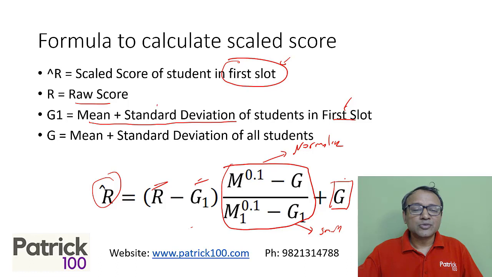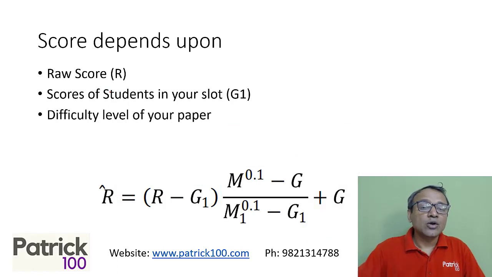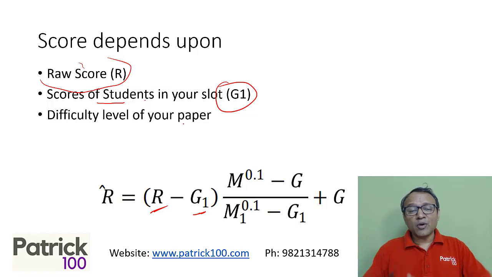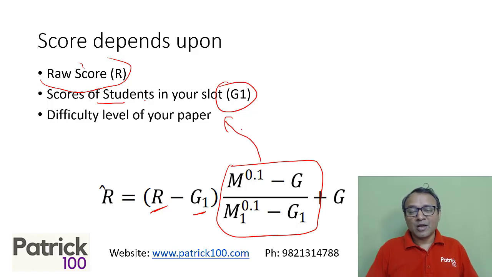G is common for all of them. G is nothing but mean plus standard deviation for all the students. So G will not make a difference. It's the same for everything. What majorly makes a difference is your score, I mean, it depends upon your raw score. How much have you scored? Definitely, it depends on the scores of students in your slot, mean plus standard deviation. So G1 will depend upon students from your slot, and this factor is there to normalize the difficulty level of the paper, your slot versus the other slot, etc.